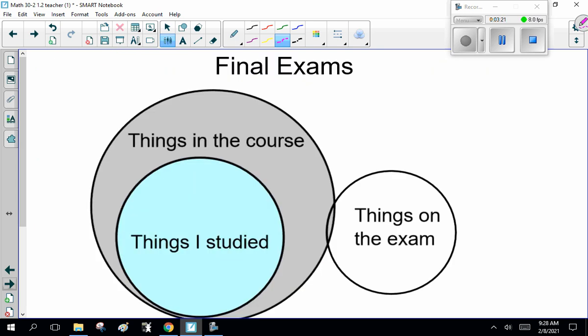Now, non-exams. Things in the course, things I studied, and things in the exam. When you look at this, what are we talking about here? Things I studied, I call this S, C for course, exam E. Notice S is a subset of C.